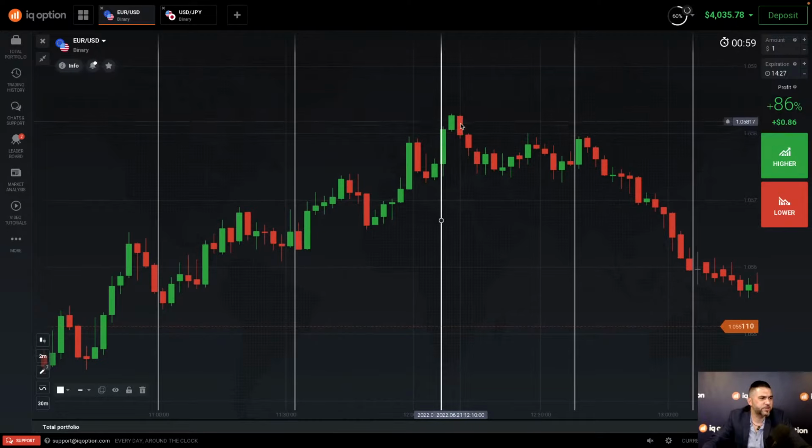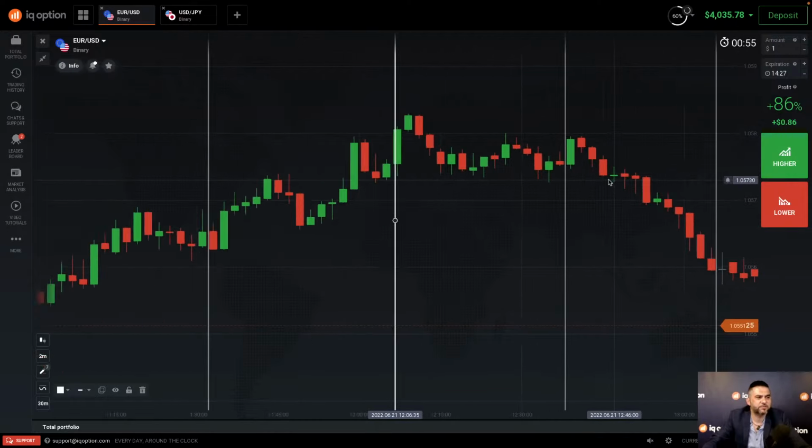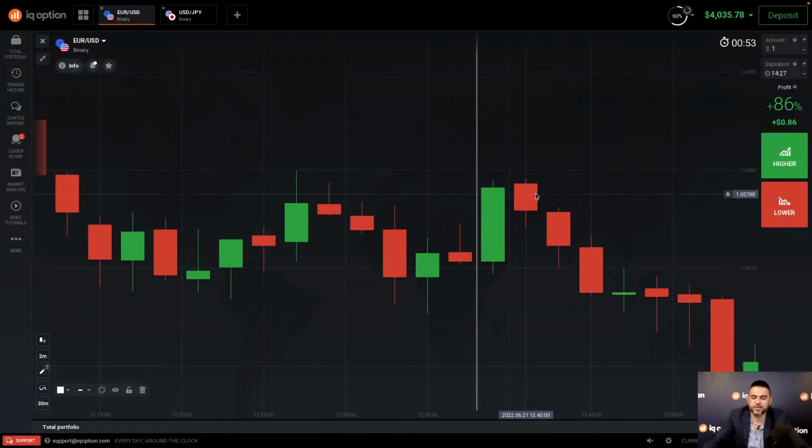This moment there, a bearish engulfing, market drops as a result. Here is our first evening star, guys, right?